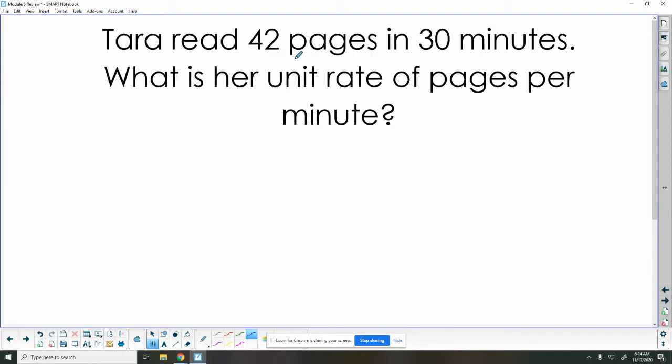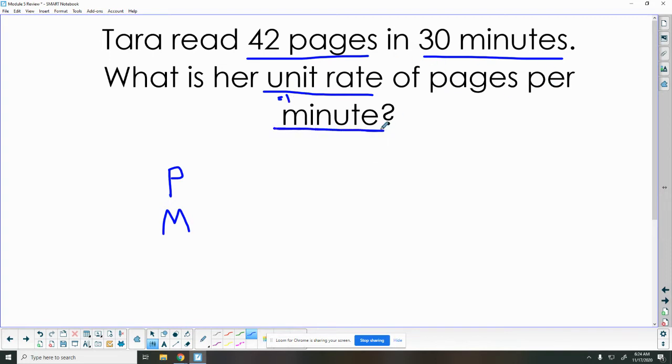Hey, Tara read 42 pages in 30 minutes. So we're comparing pages to minutes. And it wants to know the unit rate. So that means one of the numbers has to equal 1 of pages per minute. And since minute came second per minute, we need to turn minutes into 1. So we have 42 pages and 30 minutes.